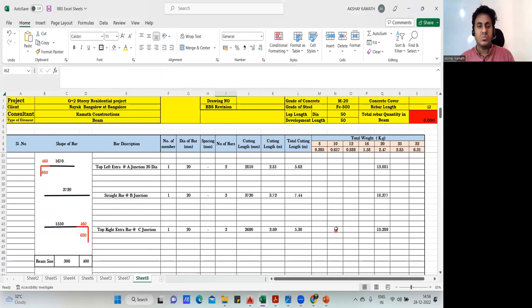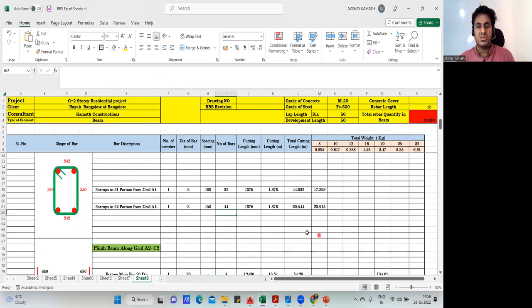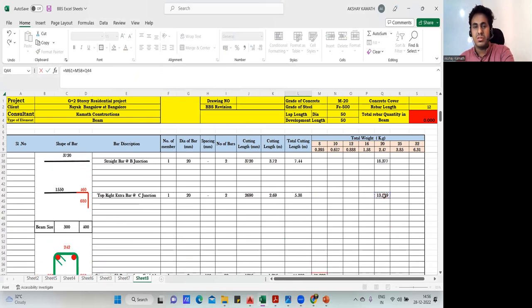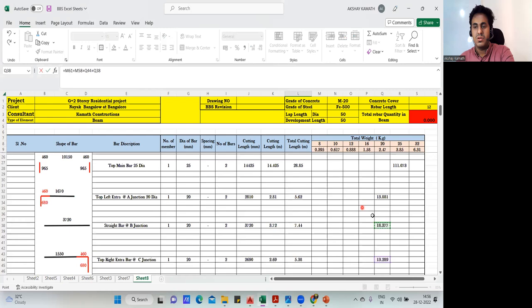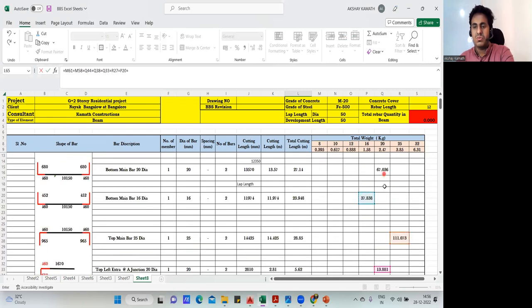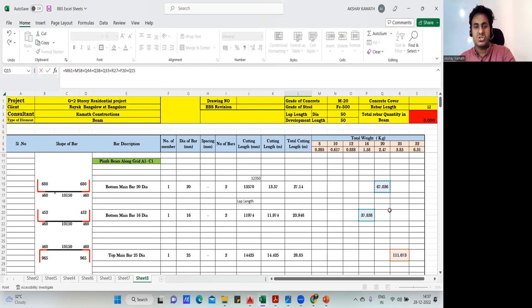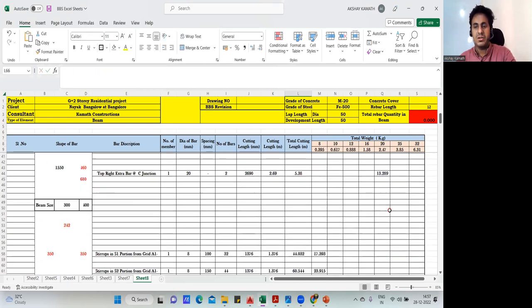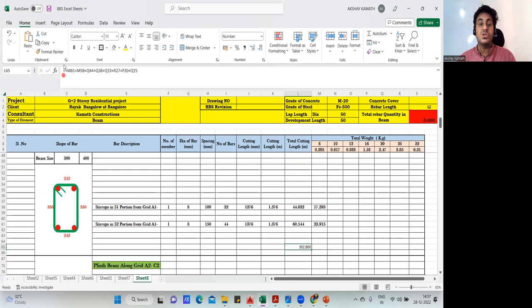So you just have to be very careful when you prepare the Excel sheet, since there are a lot of calculations. So this one plus this one plus this one plus this one plus this one plus this one plus this one plus this one. That's it. Finish. All things I added. Enter. So 302 kg of steel is required in just one beam.